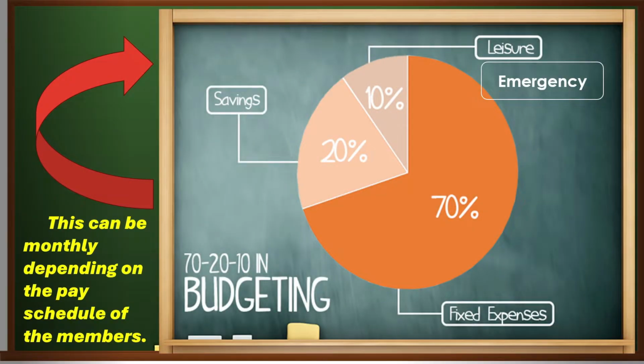Now observe this illustration. We call this the 70-20-10 in budgeting. This can be monthly depending on the pay schedule of the family members. If you will look at the chart, 70% is intended for the fixed expenses, while the 20% is for savings, and the remaining 10% is for leisure or emergency.